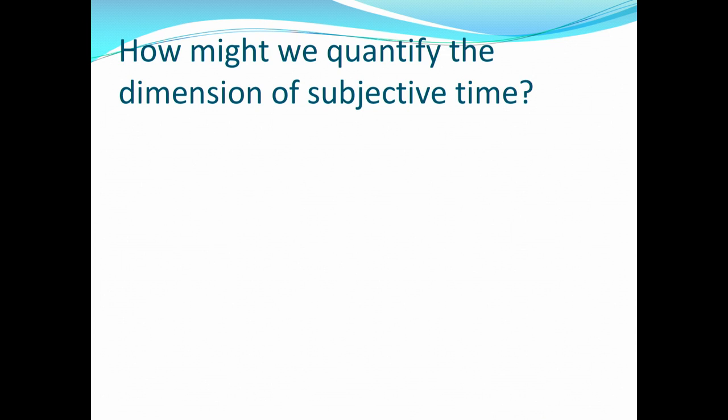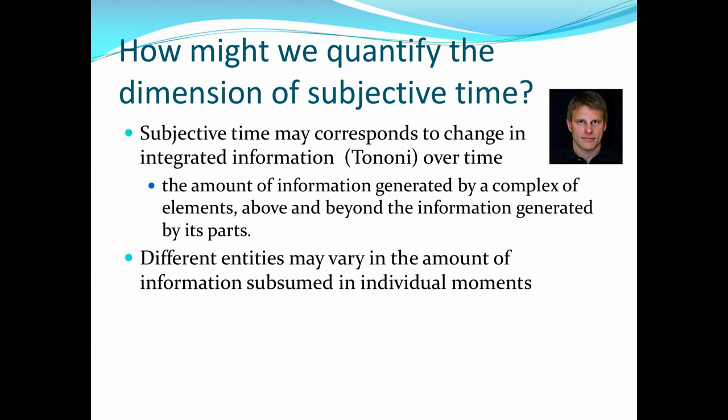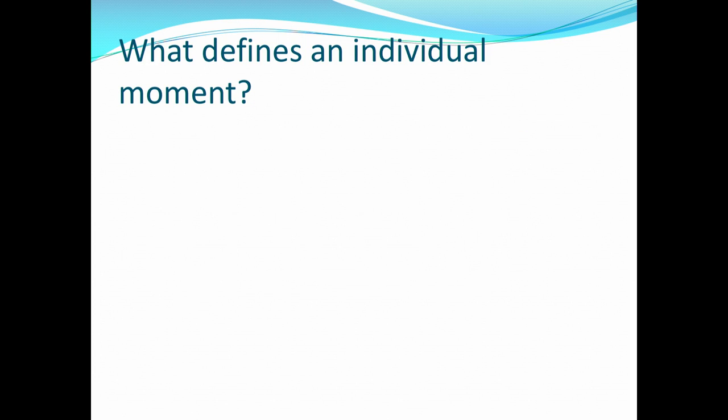So how might we quantify the dimension of subjective time? In a sense, it corresponds to information. And so subjective time may correspond to changes in integrated information over time. I'm not necessarily endorsing the entire model of integrated information here, simply that every moment in time subsumes some degree of integrated information. And importantly, different entities are going to differ in the amount of integrated information that they subsume.